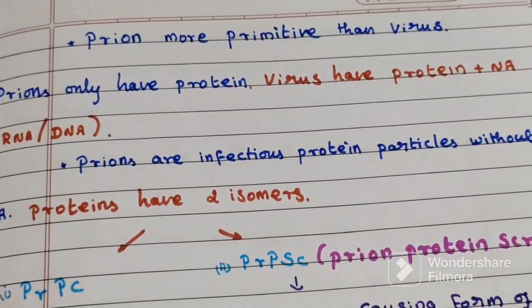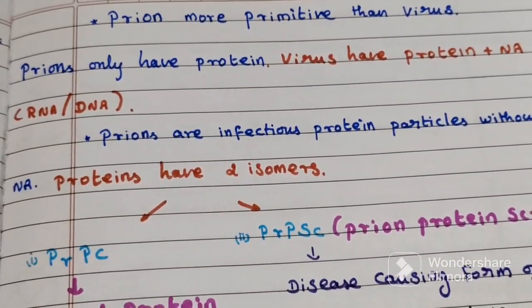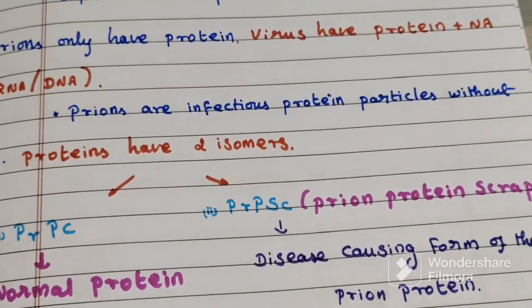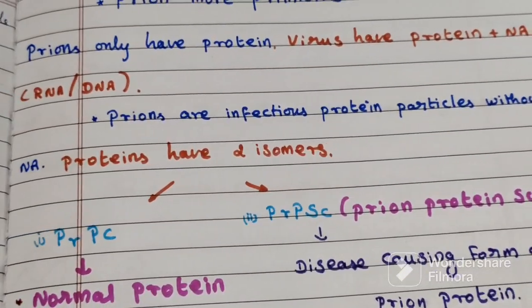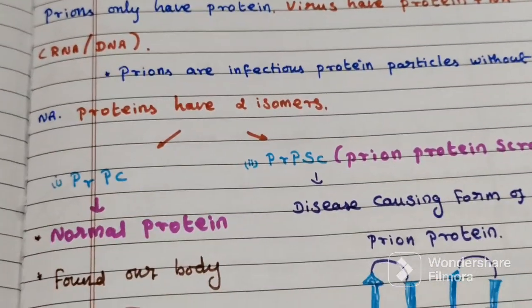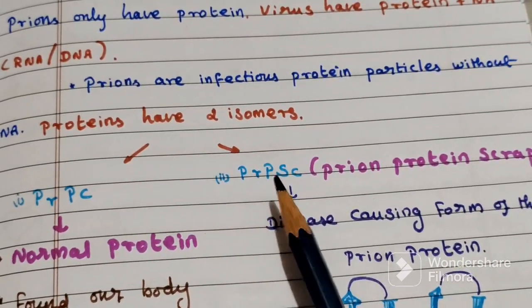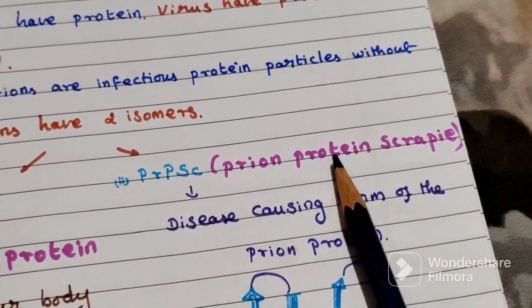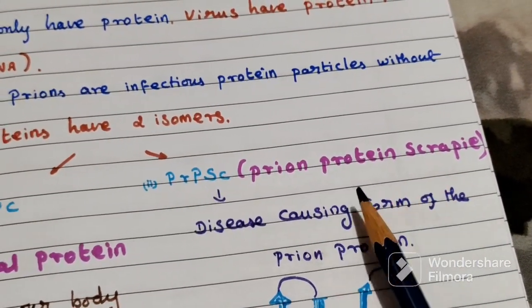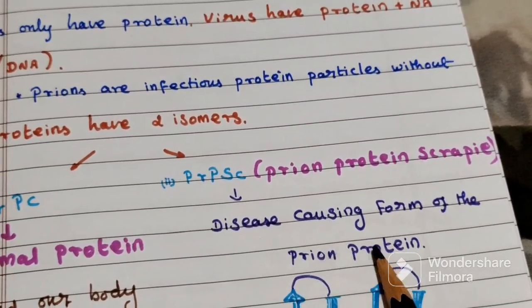Prions are infectious agents that cause diseases. Let's see how they work. Prions are infectious protein particles without nucleic acid. They have two isoforms. One is PrPC, another one is PrPSc, prion protein Scrapie. This one is the disease causing form of prion protein.